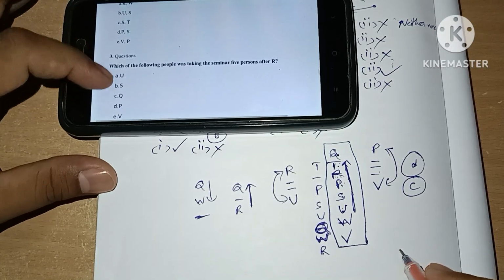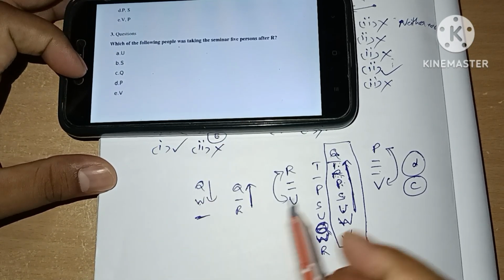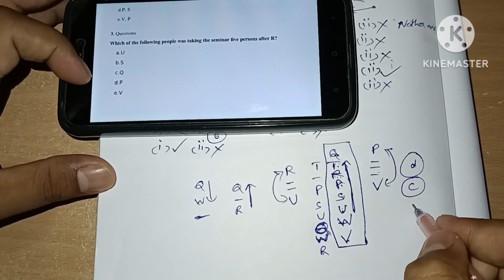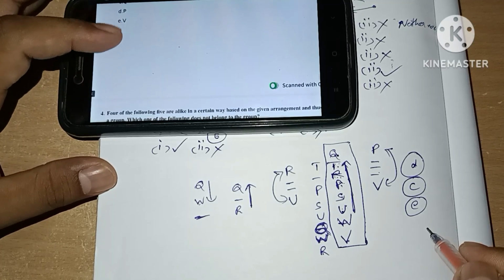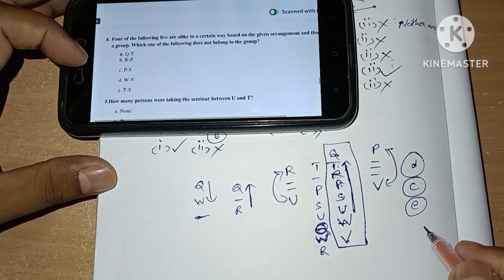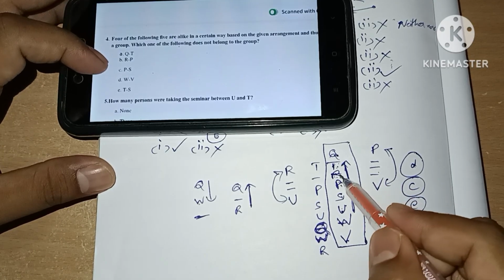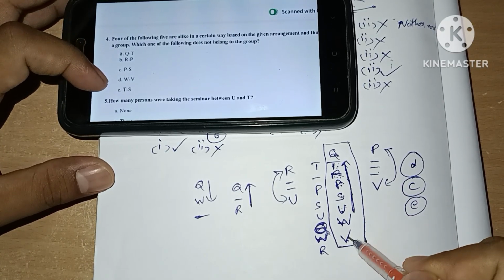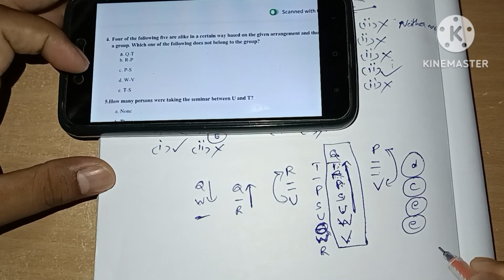Next, third question. Which of the following people was taking the seminar 5 persons after R? 1, 2, 3, 4, 5. V. Option E is our answer. Next, fourth question. 4 of the 5 are alike. Option A, Q and T, immediate persons. R and P, immediate persons. P and S, immediate. W and V, immediate. T and S are not immediate. So option E is our answer.